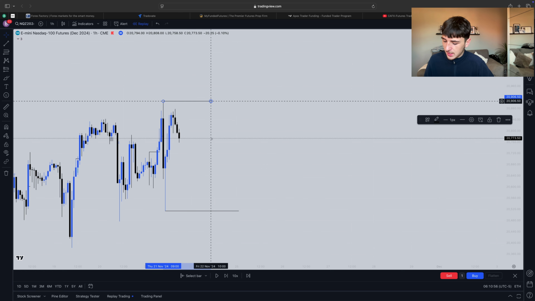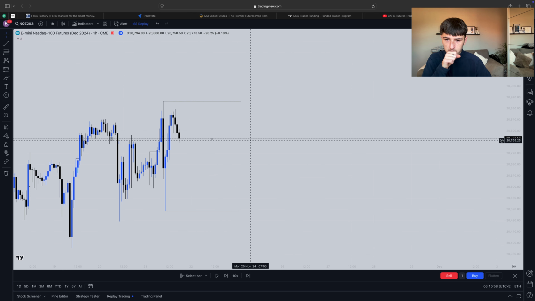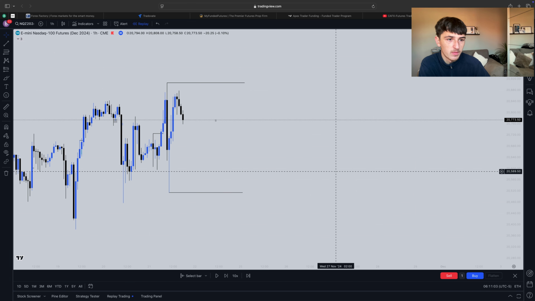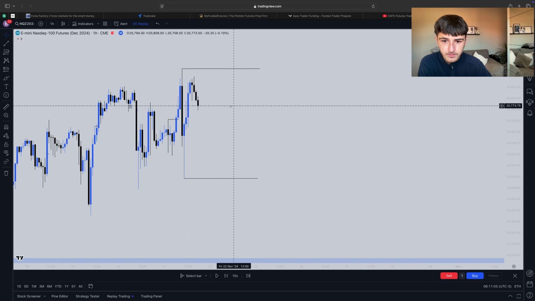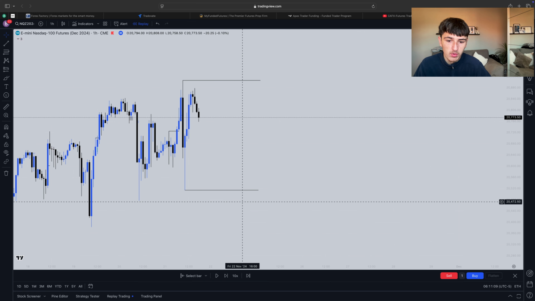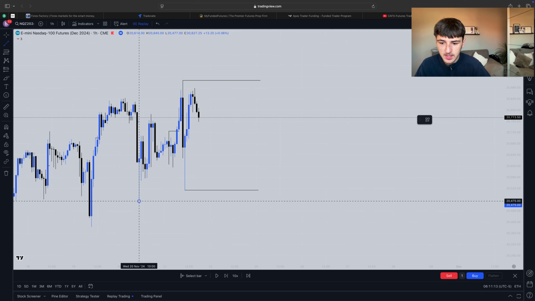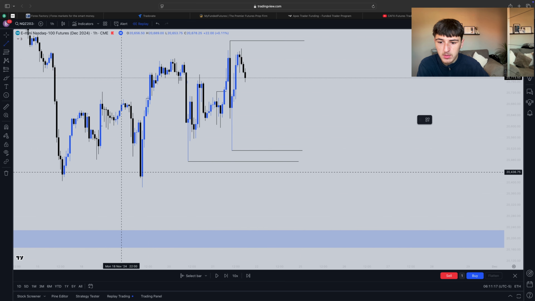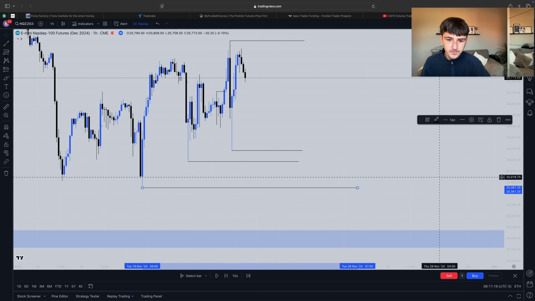So here is a clear level of buy side liquidity. We call it buy side when it's above, and sell side when it's below. That's the way I remember it. And if this gets swept, then you could probably look for a move lower. The same as if this gets swept, you would expect this to get swept as well. And if this gets swept, then you could probably expect this to get swept as well.